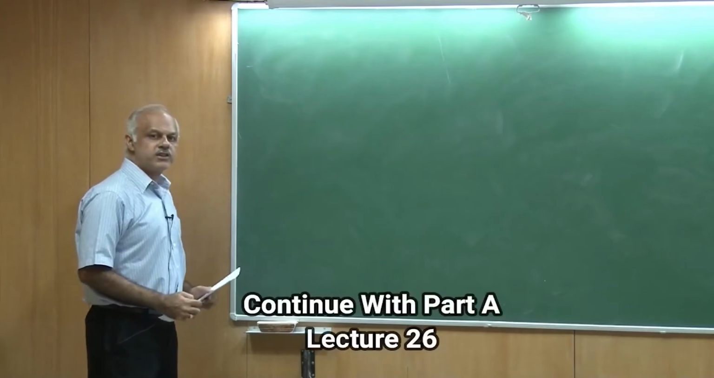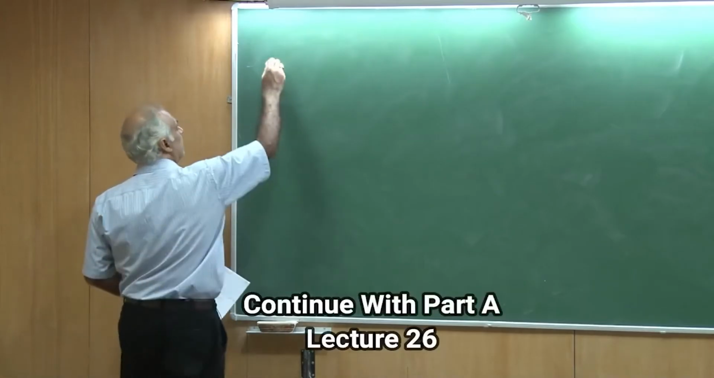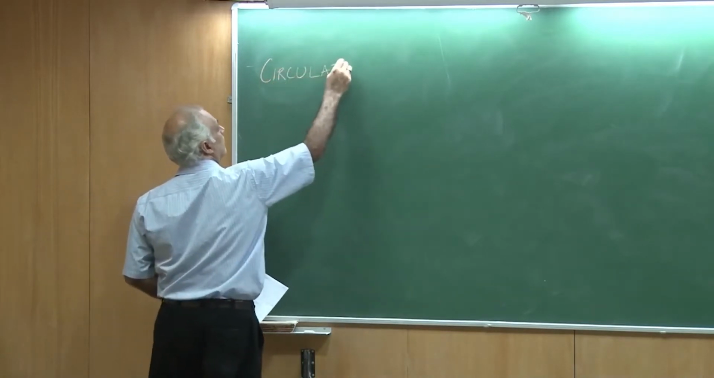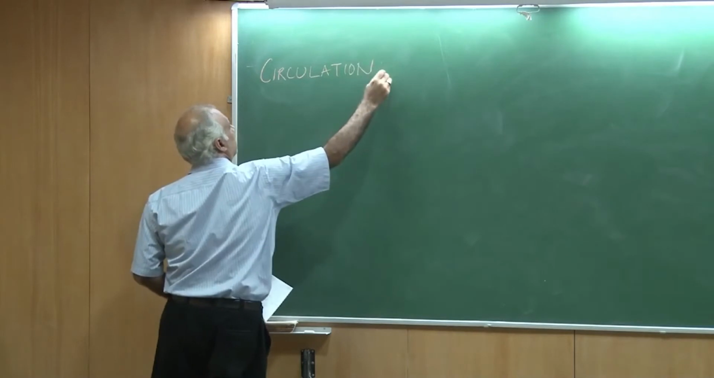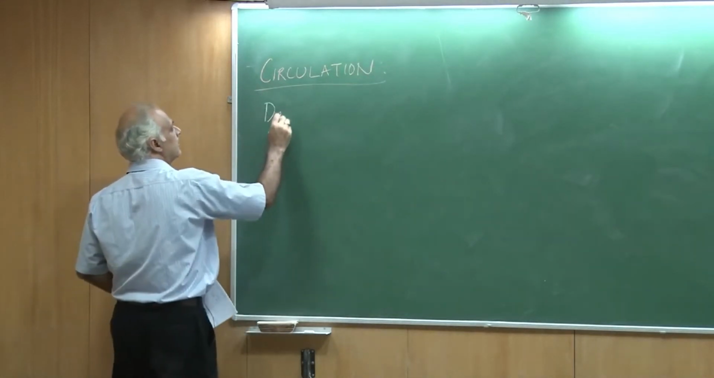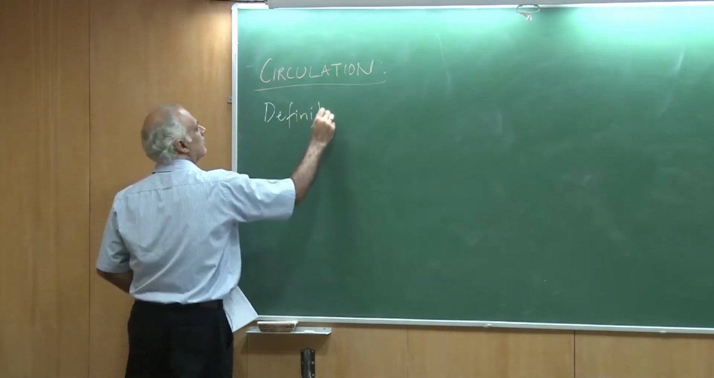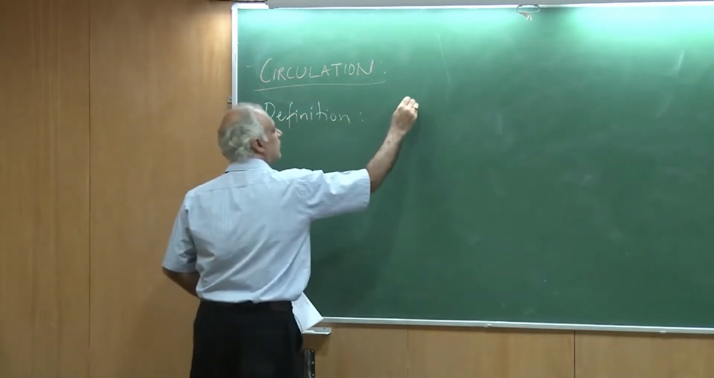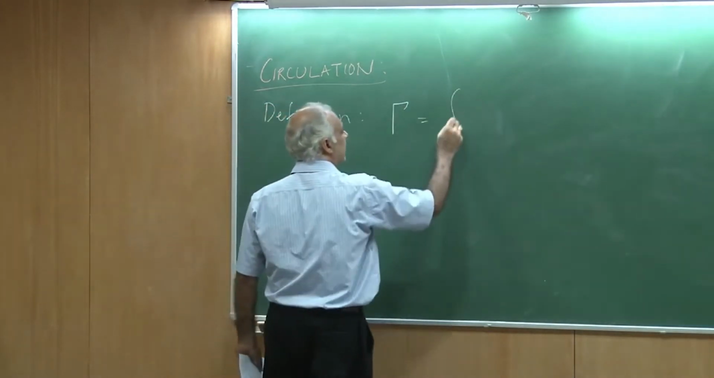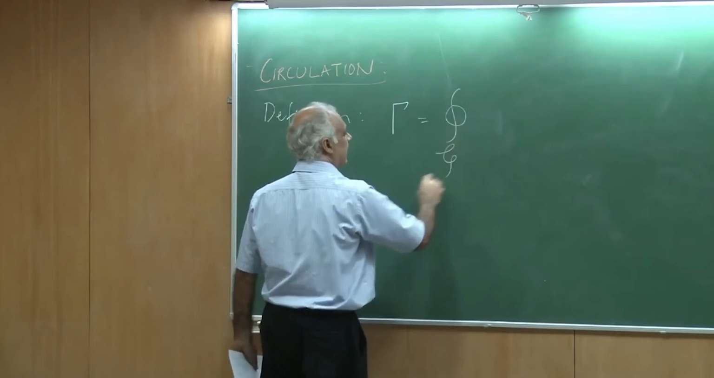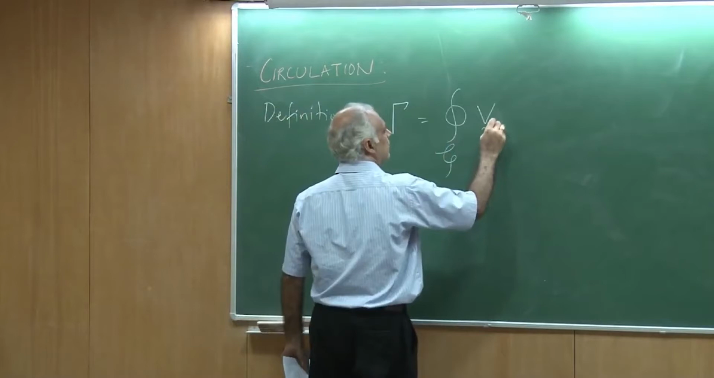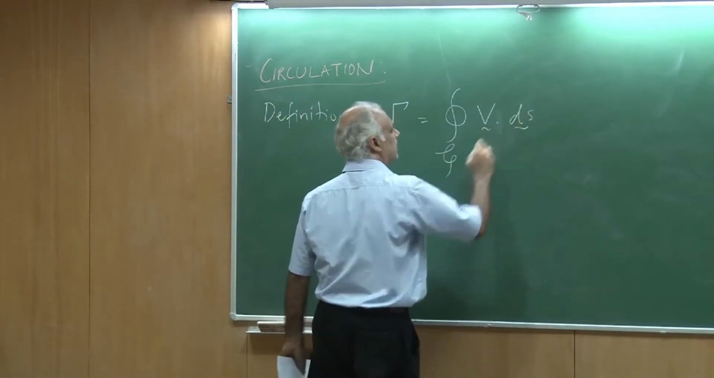We are now going to introduce another concept, which is circulation. So, by definition, circulation is denoted by gamma, and we are going to define this as a line integral over a curve C, v dot ds.